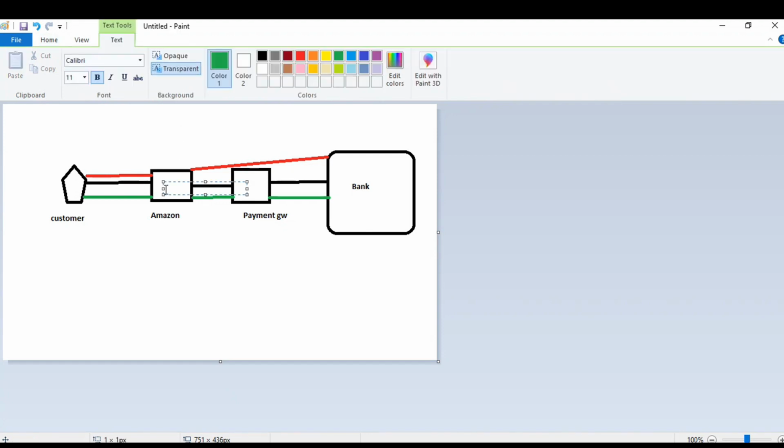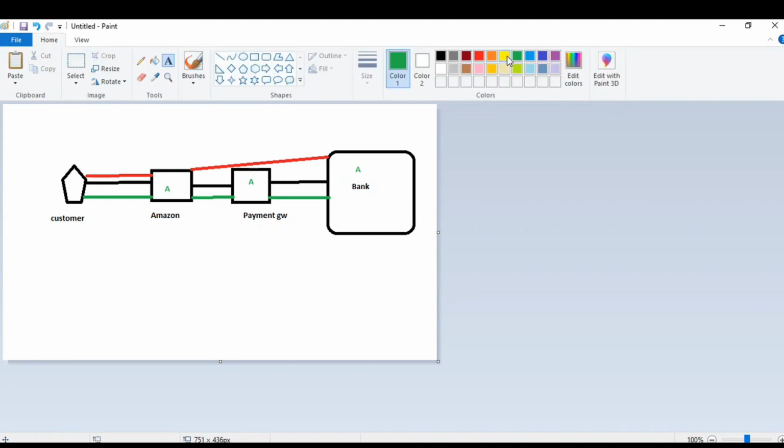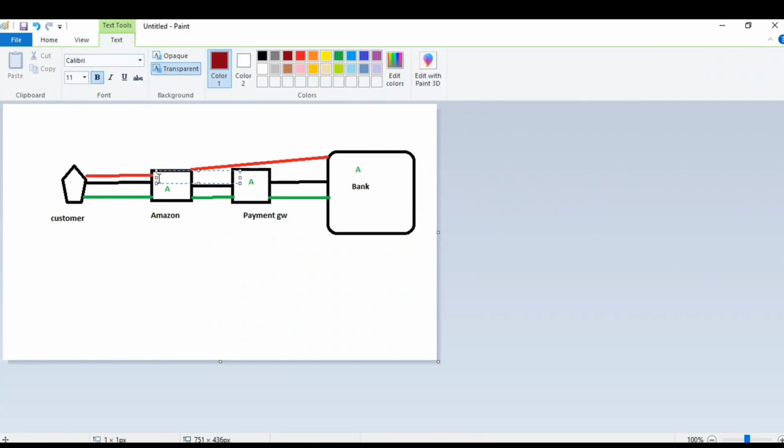So ideally here, and here. Can anyone tell me why? Could you repeat your question, Ashish? So what I said is that PCI DSS applies on Amazon, it applies on the payment gateway, and the bank also. Can you tell me the reason why it applies based on PST? One is processing, one is right.